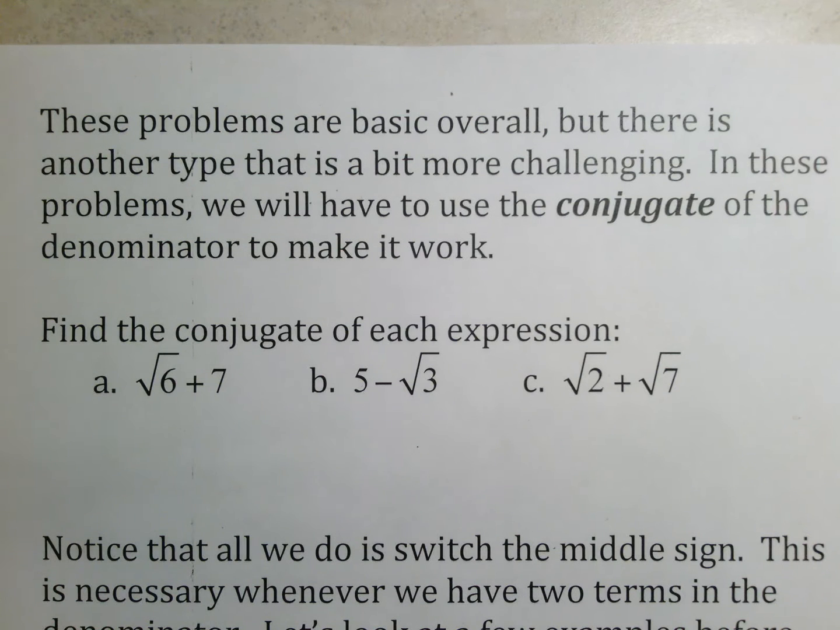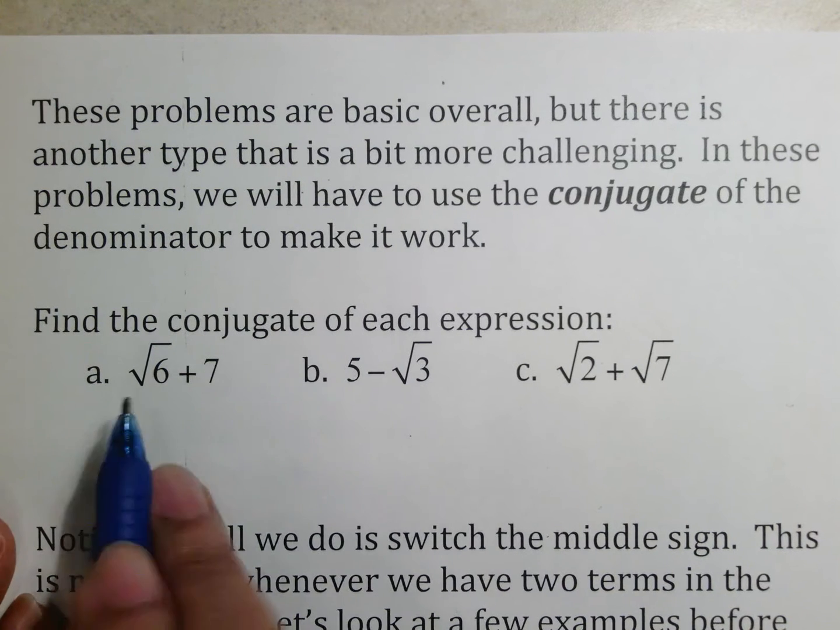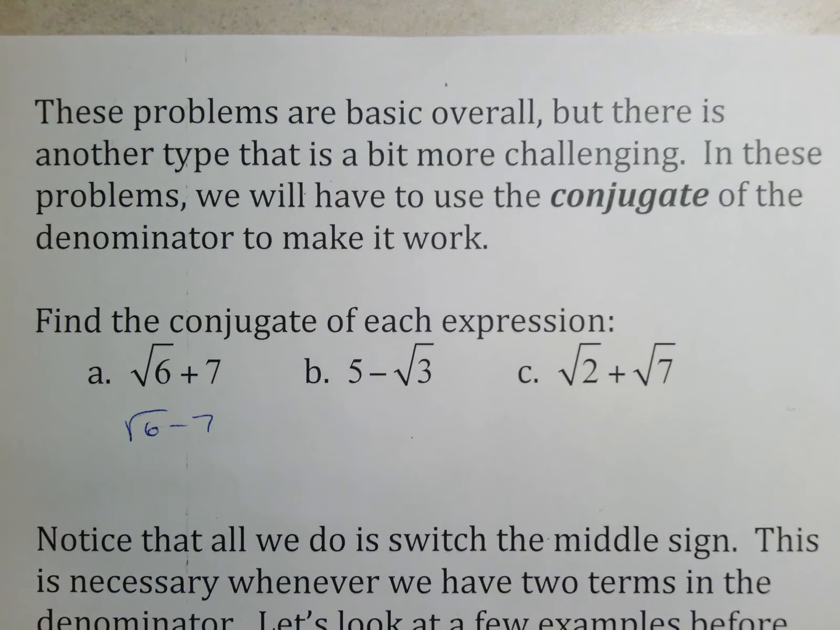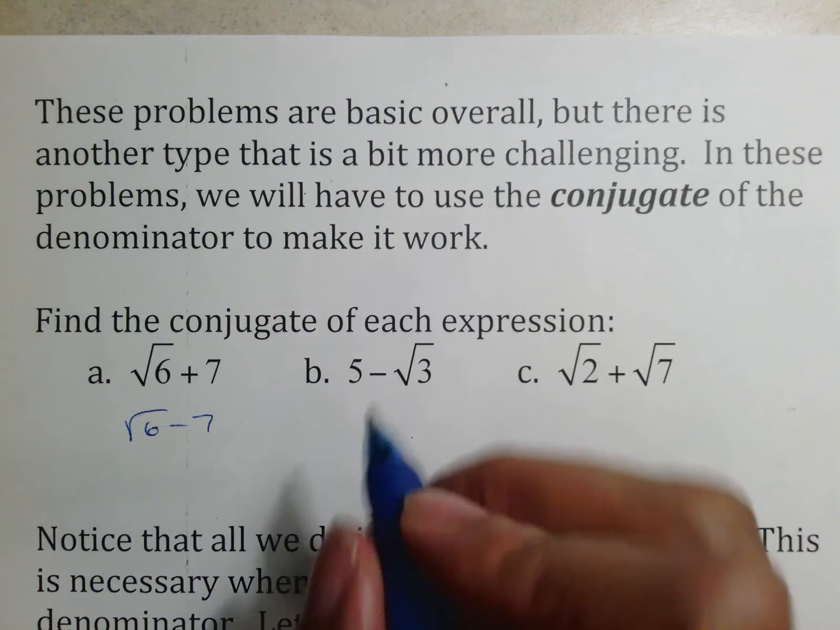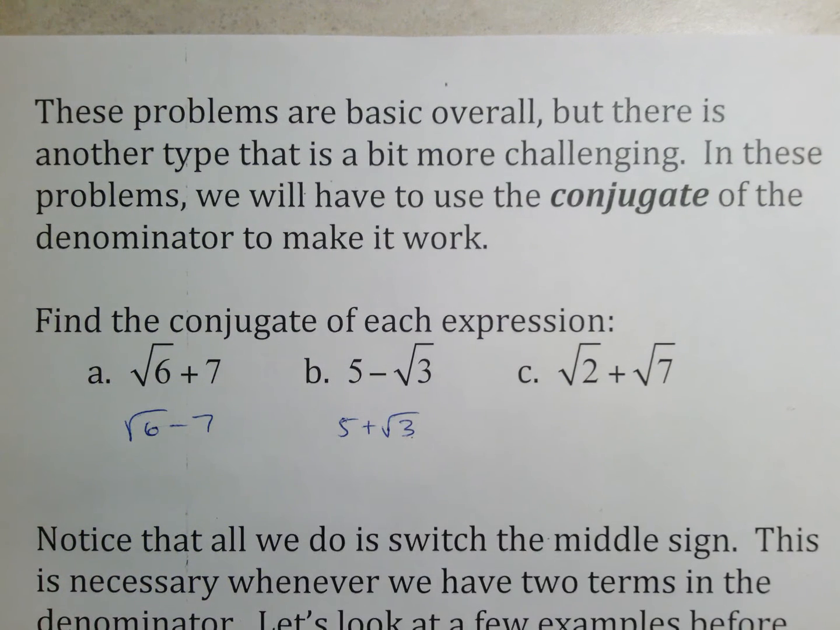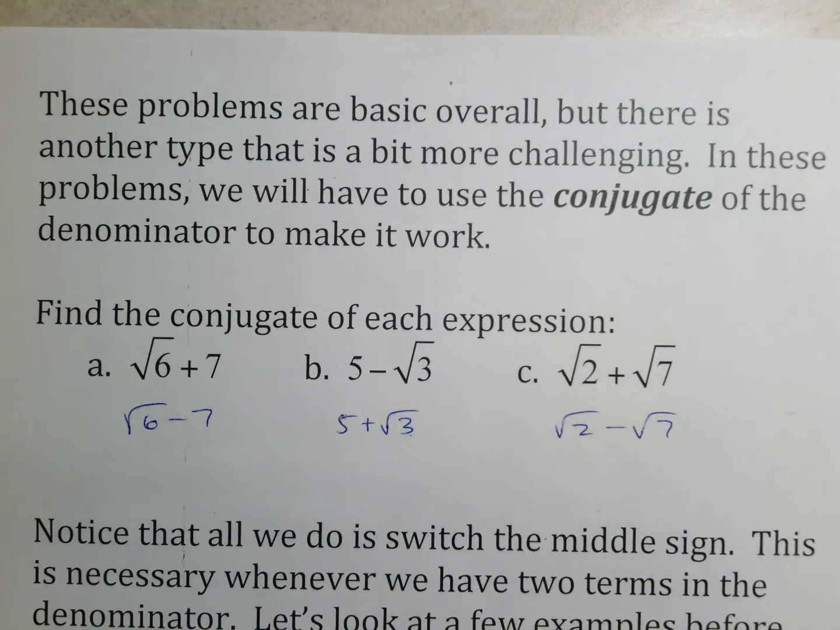In order to do these problems, we're going to have to find the conjugate of the denominator to make it work. So if I were to ask you to find the conjugate of each expression, I'm just going to do this, and I think that you're smart enough to get what I'm doing. The conjugate of root 6 plus 7 is root 6 minus 7. The conjugate of 5 minus root 3 is 5 plus root 3. The conjugate of root 2 plus root 7 is root 2 minus root 7.